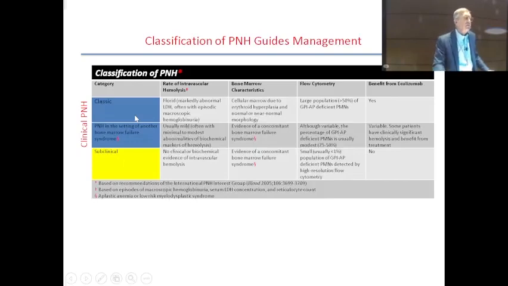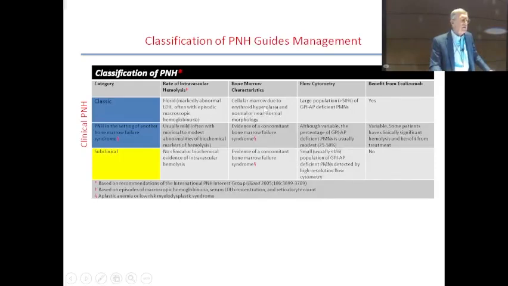So classic PNH, and we have these parameters that we use as part of the categorization of these patients. So the rate of hemolysis, and this is based largely on the LDH, and patients with classic disease have markedly elevated LDH and oftentimes have episodic macroscopic hemoglobinuria, so you actually see the hemoglobin in the urine.